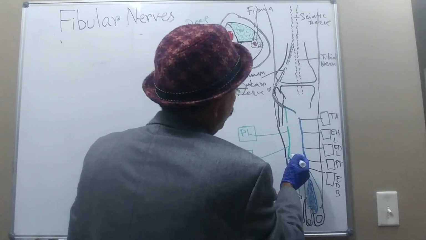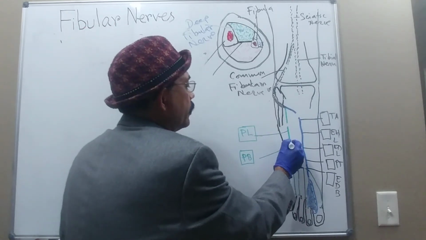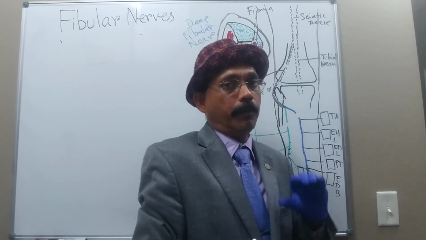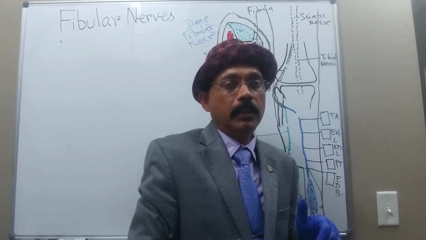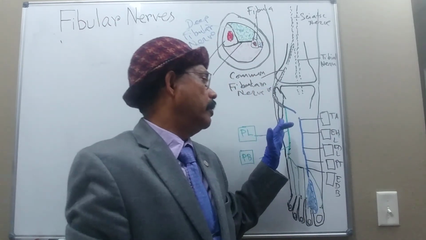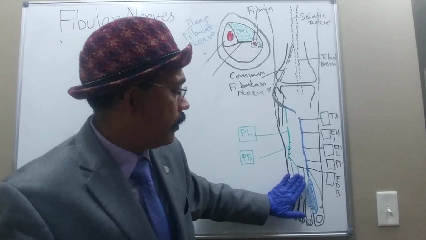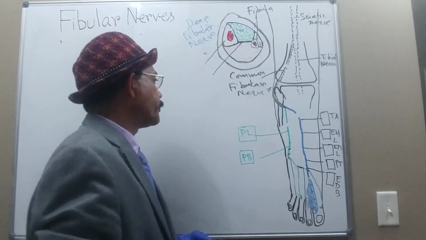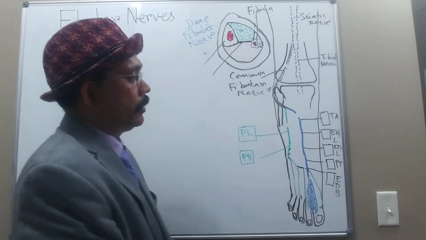If we inject here, at the junction between the lower one-third and upper two-thirds of the anterolateral surface of the leg, then there will be a block to the superficial peroneal nerve, so we can do surgery here on the dorsum of the foot. So these are the important points. We have to know this part.